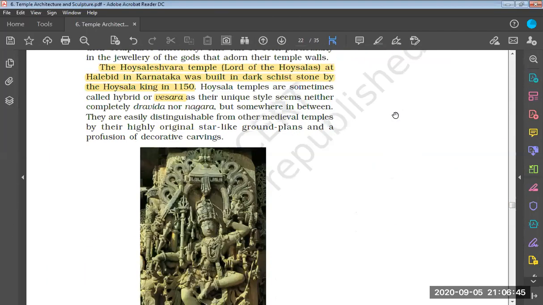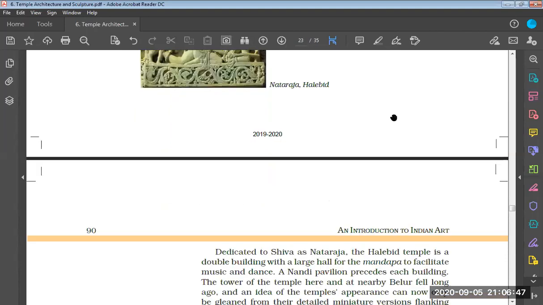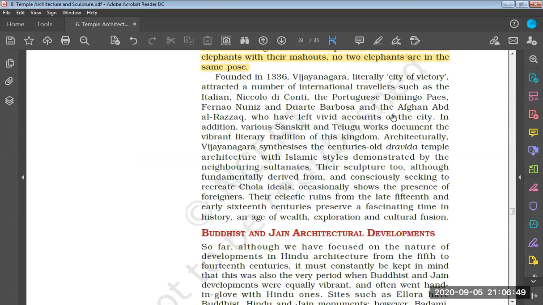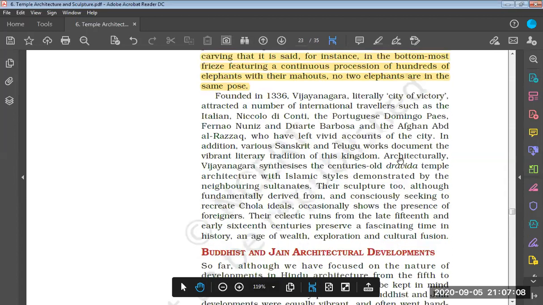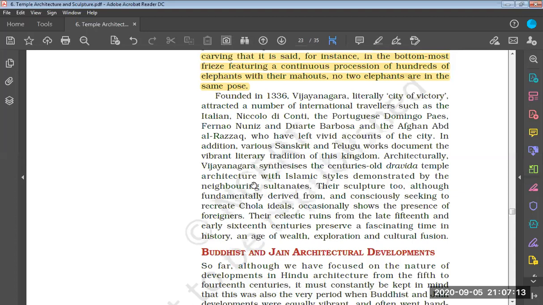Okay, let us move forward now. We hardly have 5 minutes, so let us try to finish at least this part. Akka Mahadevi temple in Badami. Badami we will see later, but let us finish the last paragraph first. Okay, this paragraph. Found it.